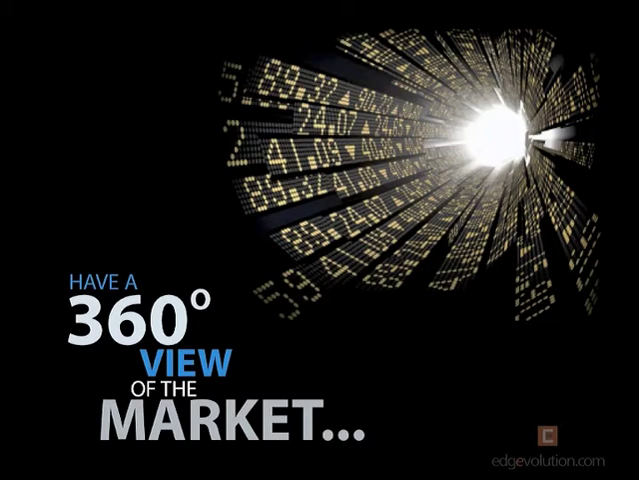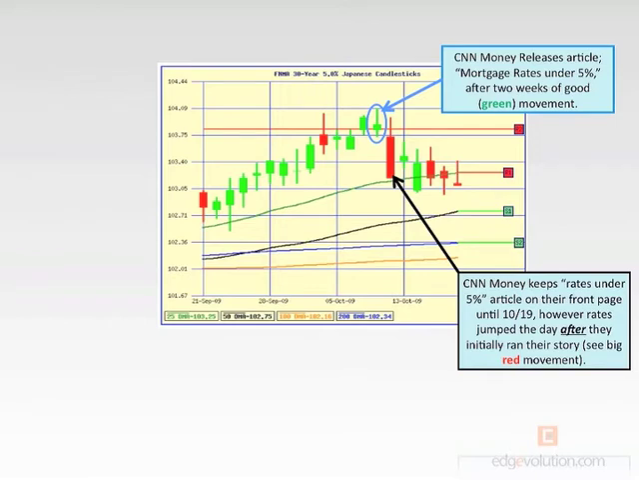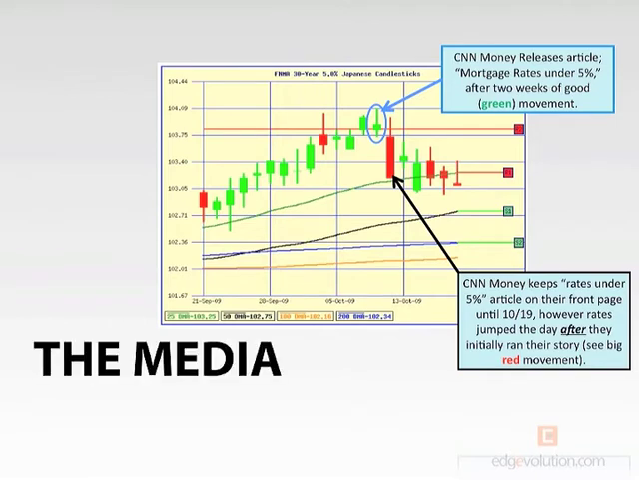Depending upon what employment is doing, or gas prices, or inflation, or the stock market, all of these things have an impact on the price of mortgage bonds, and therefore mortgage rates. The one thing we should really try to avoid is the media. The reason for that is because the media is behind at best.